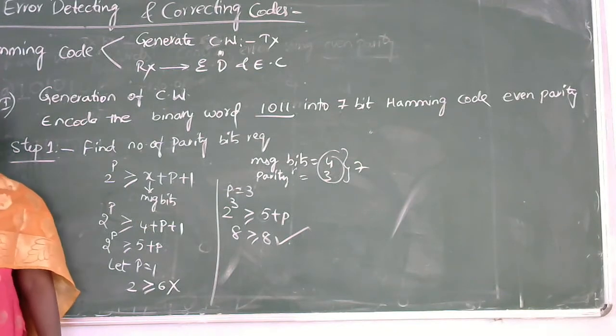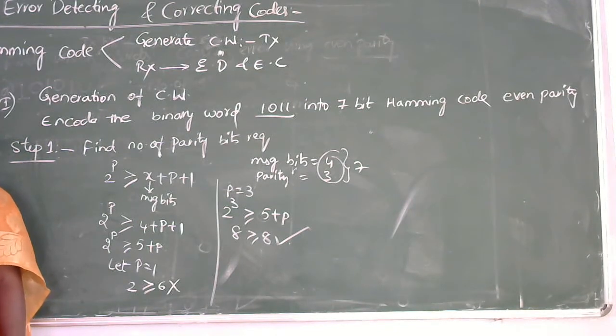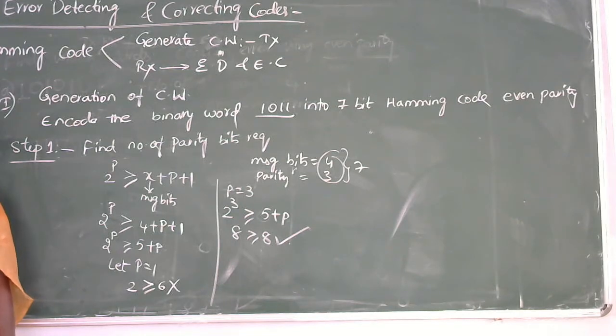Here the code word is the message bits followed by the parity bits. If the message has 4 bits, the parity bits required for 4 message bits are 3, so the total is 7.